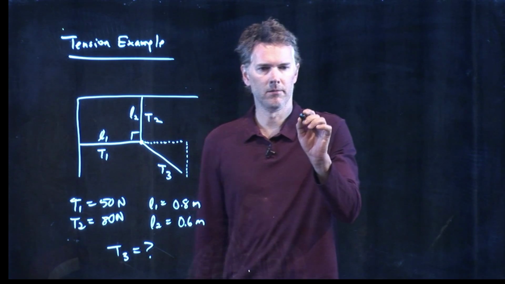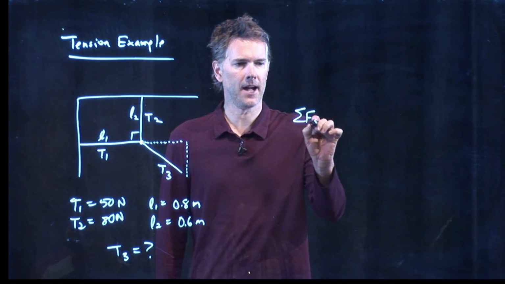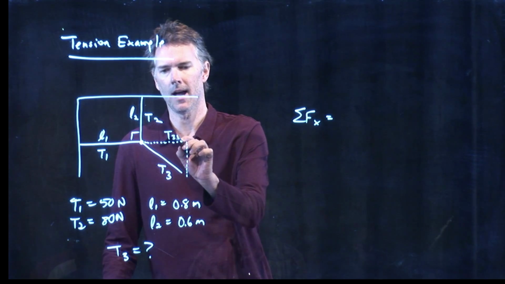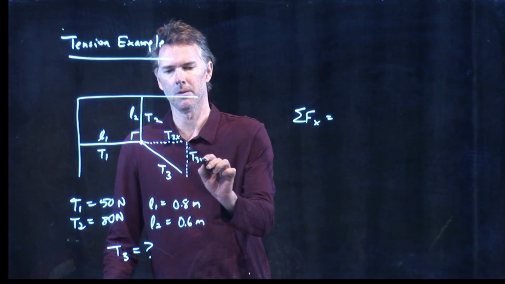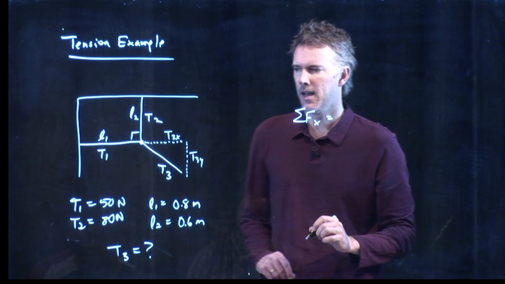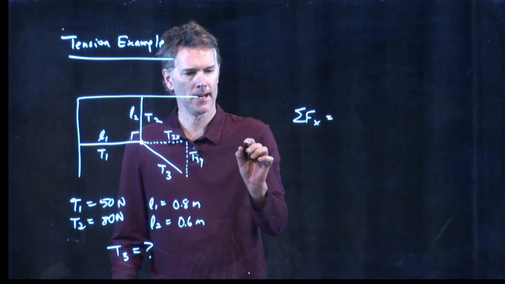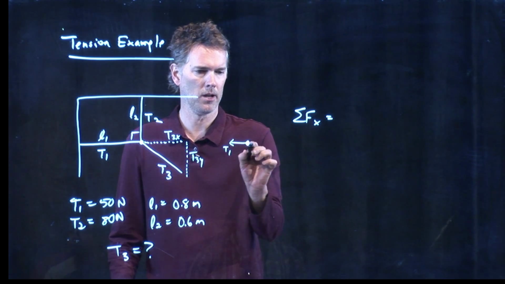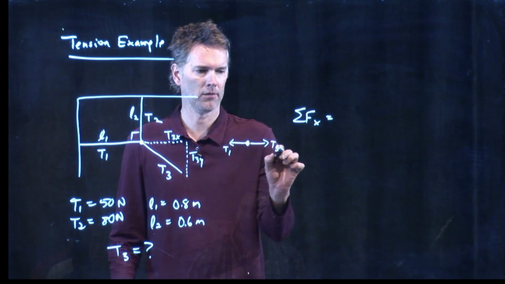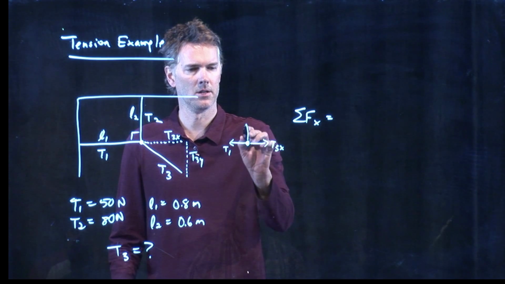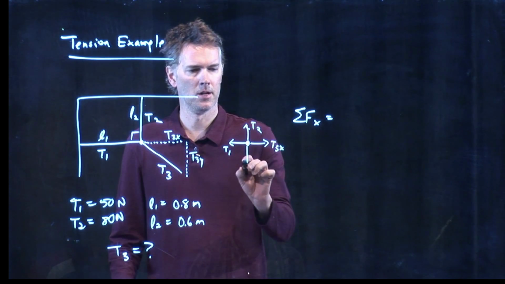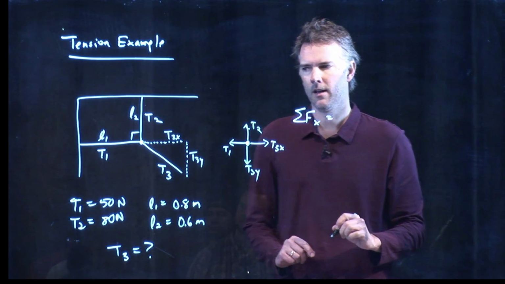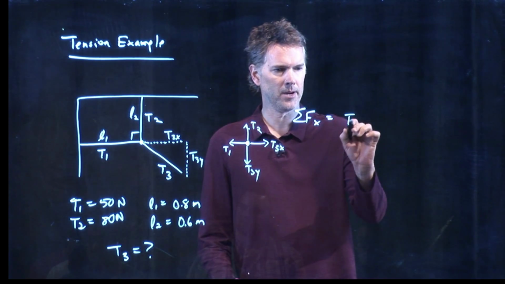How do we see that? Well, sum of the forces in the x direction. This is what we're calling T3x. This is T3y. And if I think about the forces that are acting on my dot, I have T1 going that way, T3x going that way, T2 going up, T3y going down. And so this is actually very straightforward.